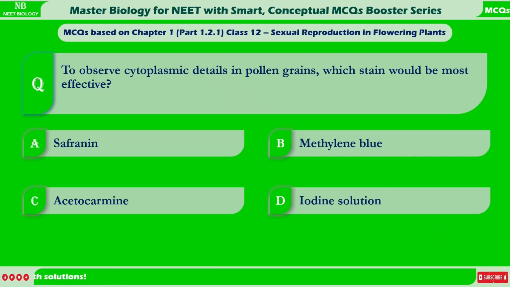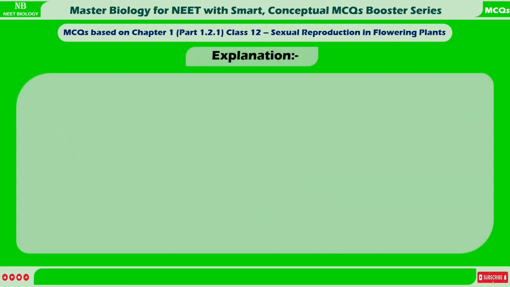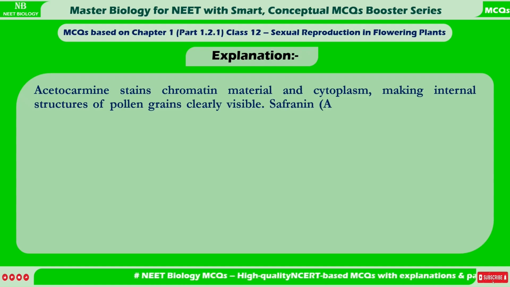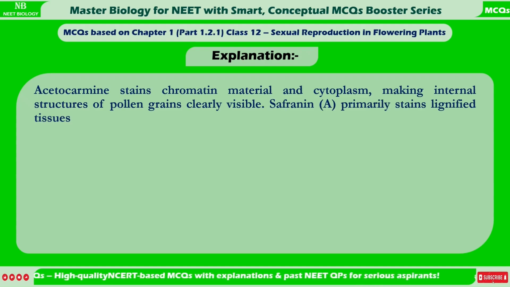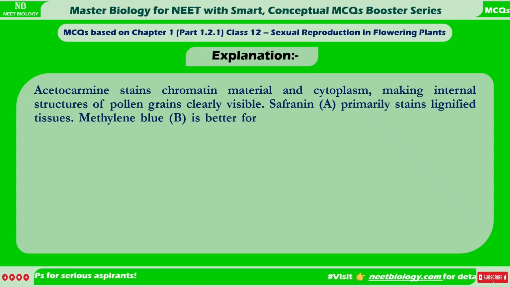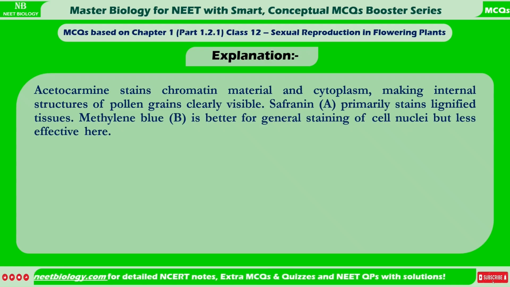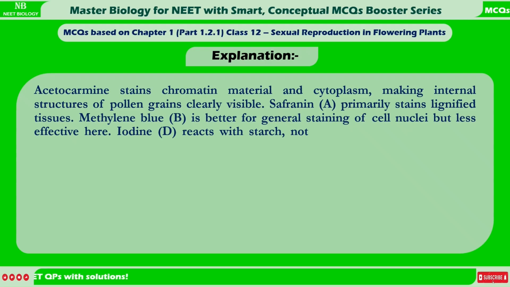Correct answer is C. Acetocarmine. Explanation. Acetocarmine stains chromatin material and cytoplasm, making internal structures of pollen grains clearly visible. Safranin, A, primarily stains lignified tissues. Methylene blue, B, is better for general staining of cell nuclei, but less effective here. Iodine, D, reacts with starch, not useful for pollen cytoplasmic observation.